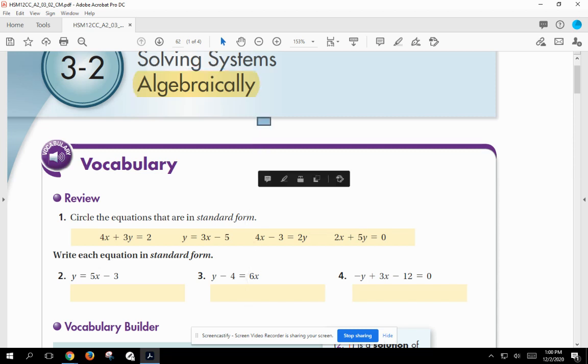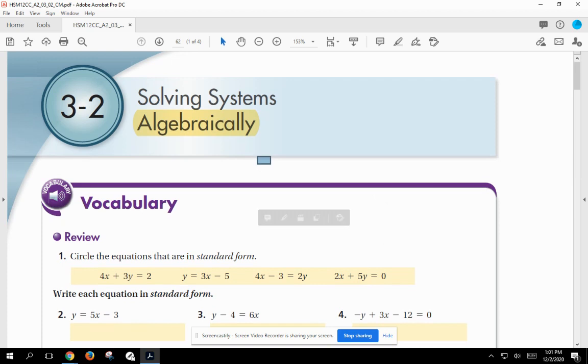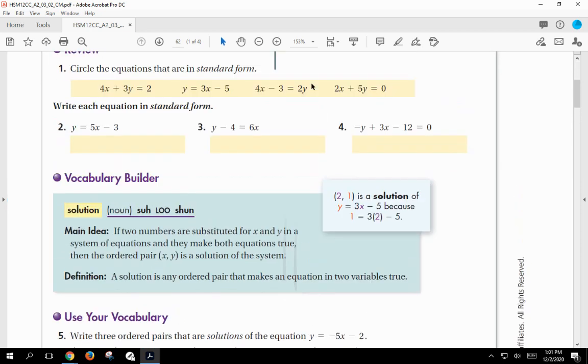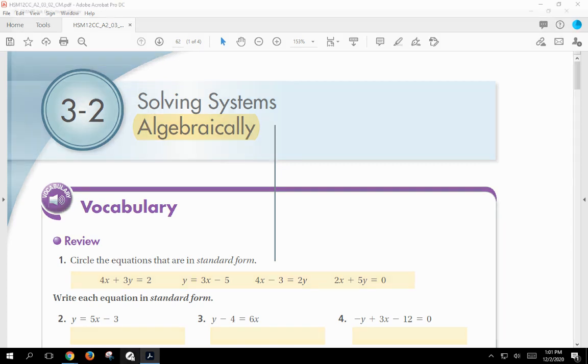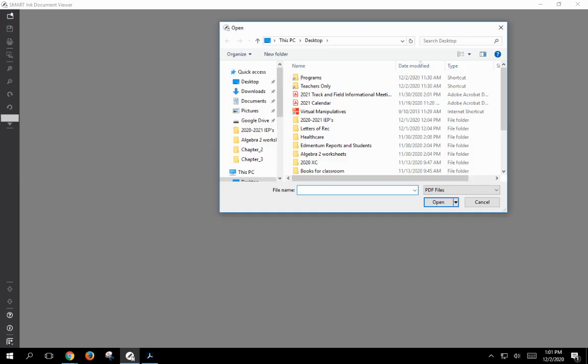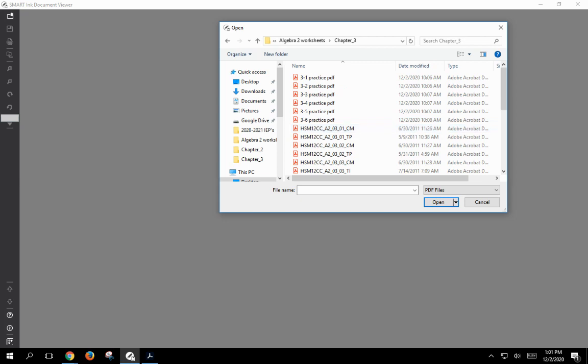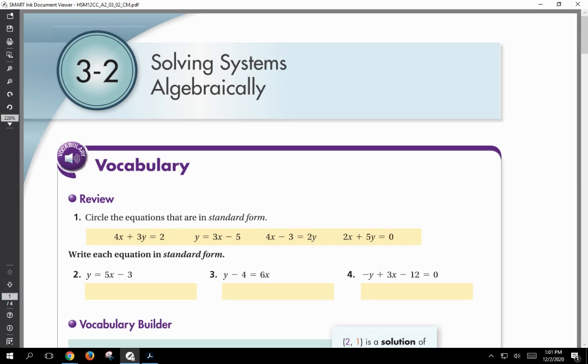Algebra just means we're going to do something that is, sorry about this, I'm trying to use this screen system for the first time. Come on, how do you get this to come up? Ooh, that's what I want. Number 2, chapter 3, 3-2 homework or notes. There we go.